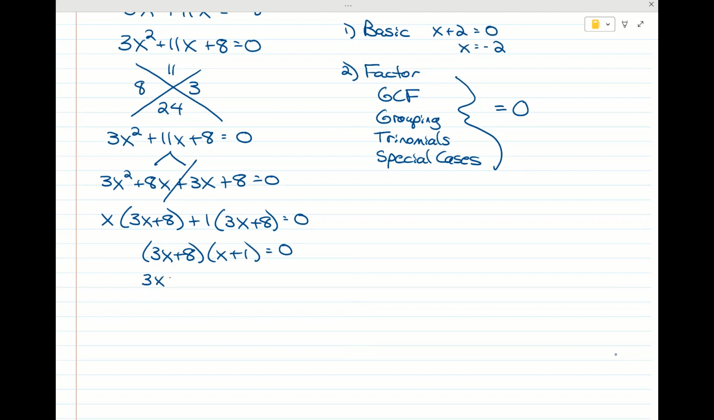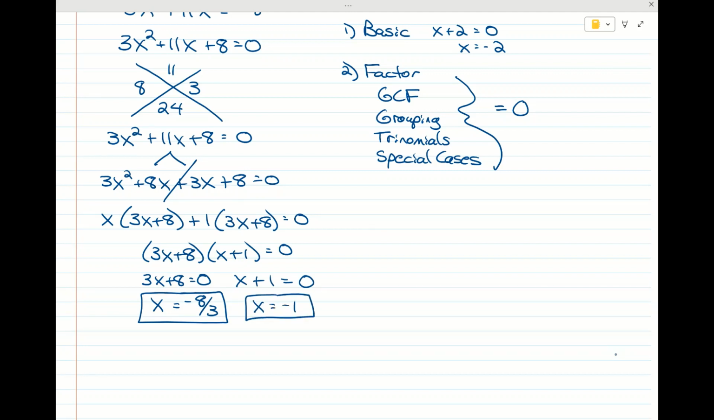And like I said earlier, we make our factors equal to 0, because if you have an equation and two things are multiplying to equal 0, that means one of them is 0. So if x was -8/3, our equation would be 0, and if x was -1, our equation would be 0 as well.